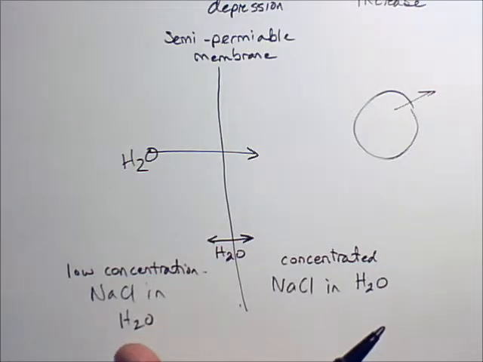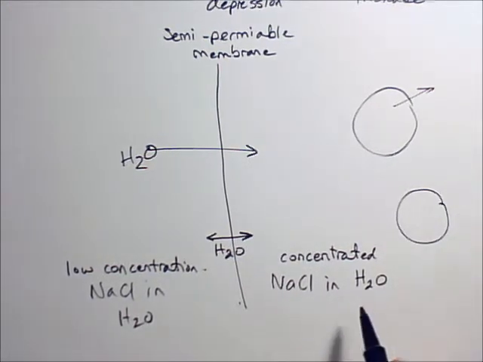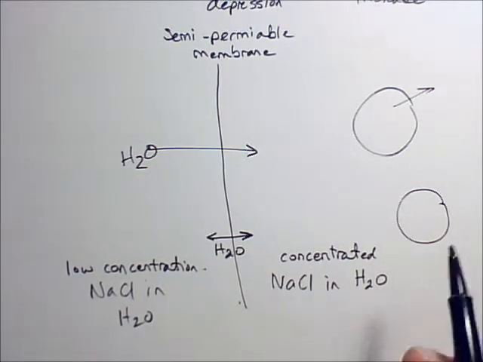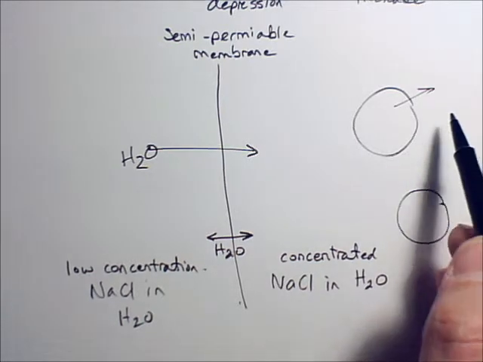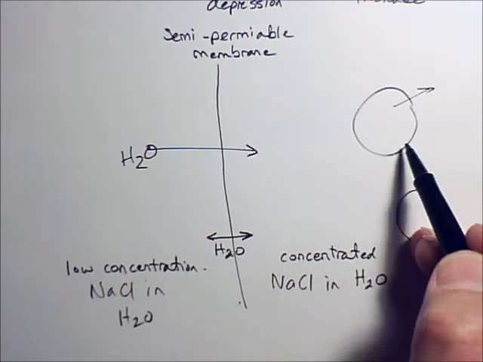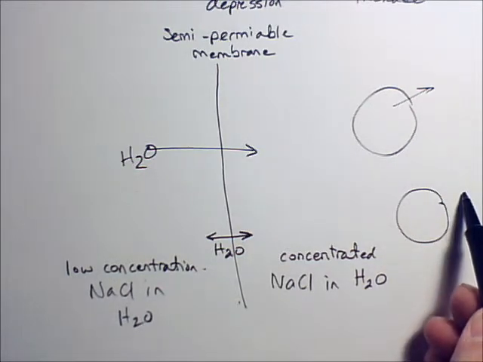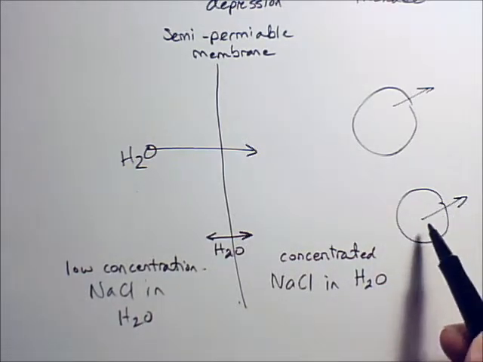On the other hand, if your IV has too much salt in it, you have more salt on the outside than the inside. If there's less salt on the outside, it's going to try to put more water inside to dilute it, so they explode. When you have more salt on the outside, the water flows out to try to even out, and the cell shrivels up and dies.